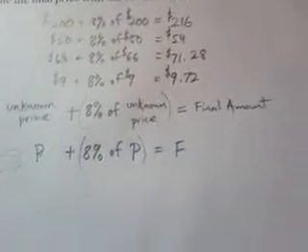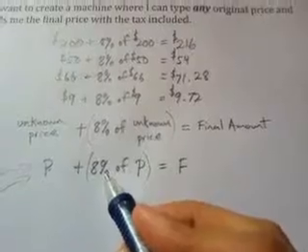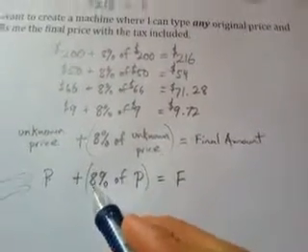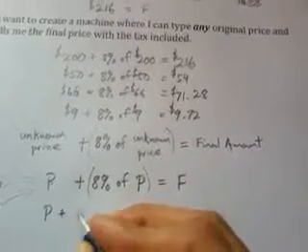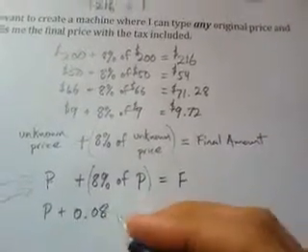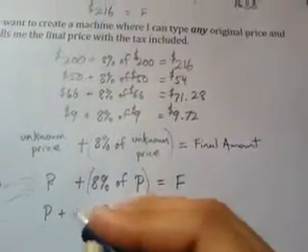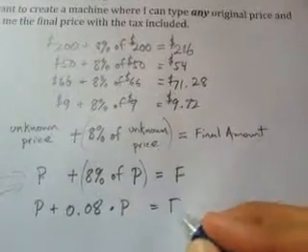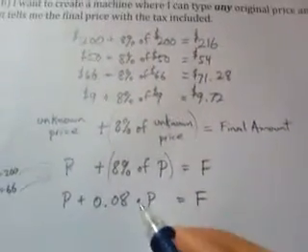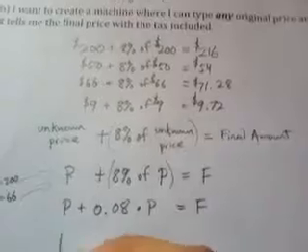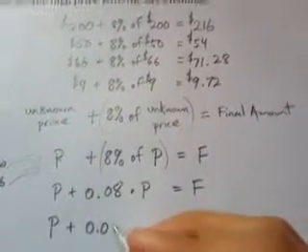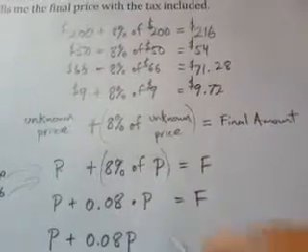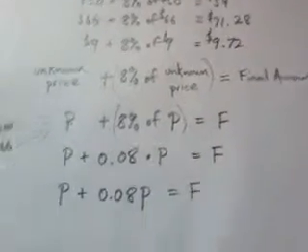So, we're pretty much almost there. What does percent mean? It means divide by 100, so I would move the decimal place twice. And so I would have P plus 0.08 of P is equal to F. Well, I don't really have to write that dot, so maybe I should write it neatly, and I'll do P + 0.08P = F.